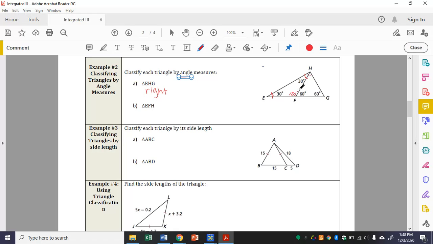So although it looked like I have an obtuse angle, we were able to prove that I actually do by using what we know about linear pairs. So I can classify this triangle to the left, EFH, as an obtuse triangle.